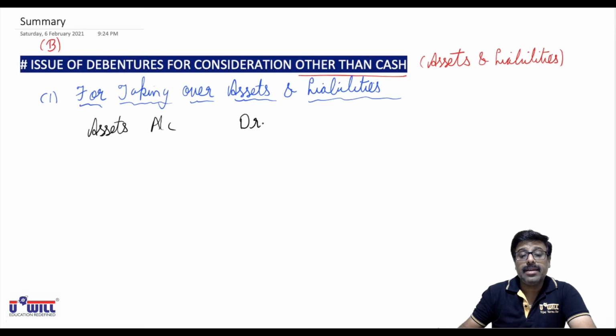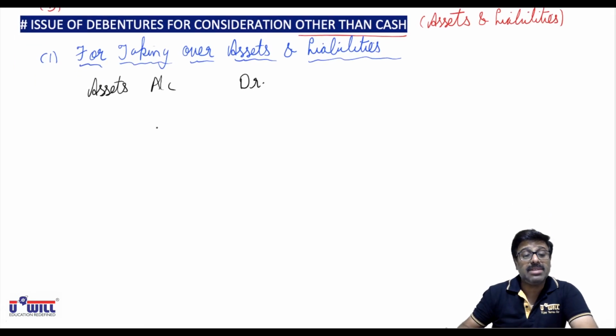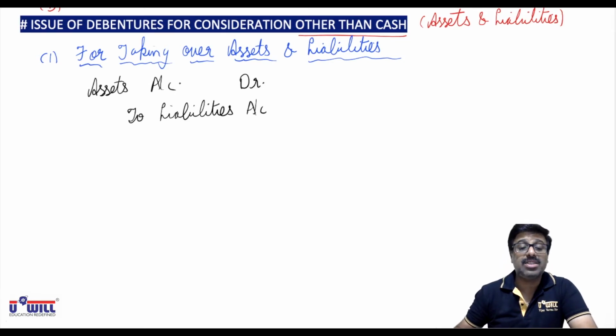In the same way, liabilities of the other business become our liabilities. So you will credit the liabilities account, and the net amount is what you have to pay to the vendor. Suppose you buy assets of 10 lakhs. I repeat, just for an example. Suppose you buy assets of 10 lakhs and there are liabilities of 3 lakhs. Means what would you pay for that business?